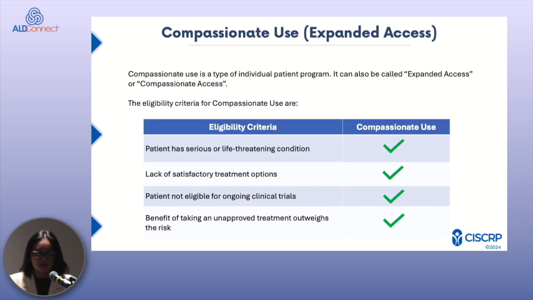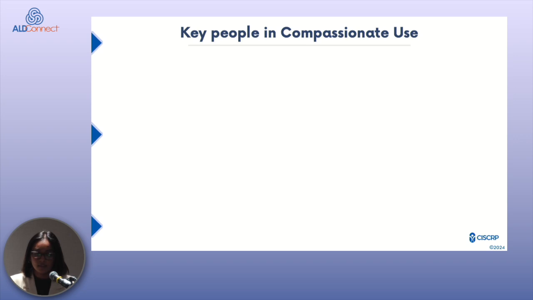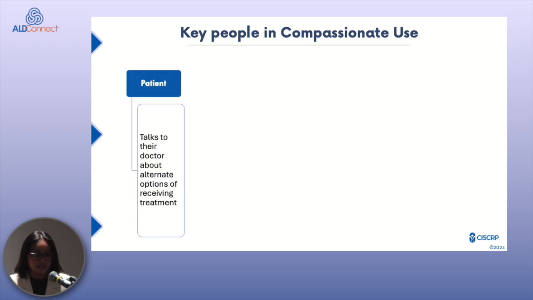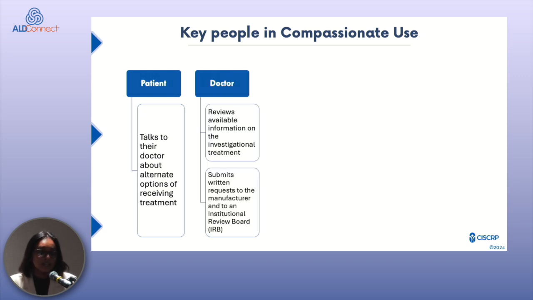So who are the key people and what's the process of compassionate use like? The first is the patient, who will talk to their doctor about any alternate options for receiving treatment. Then the doctor will review any available information on the investigational treatment, and if they feel that it is appropriate for the patient to take, they will submit written requests to the manufacturer and to an institutional review board, or the IRB.